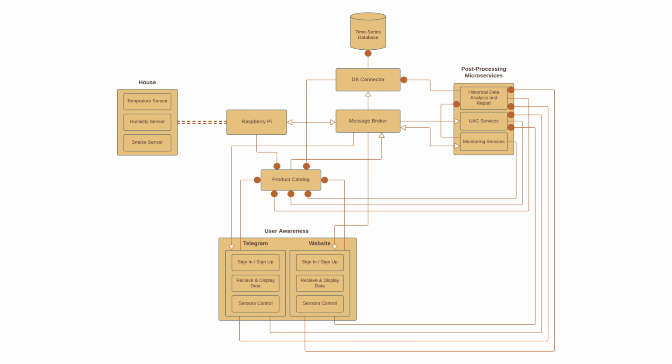When utilizing the Telegram platform and its associated bot, the process of showcasing sensor data involves initiating a request directed towards the historical data analysis and report microservice. This microservice serves as the intermediary, handling the task of gathering and presenting the required sensor information. The historical data analysis and report microservice functions as a crucial link within the system, positioned between the DB connector and various other microservices such as monitoring, site, and the Telegram bot.